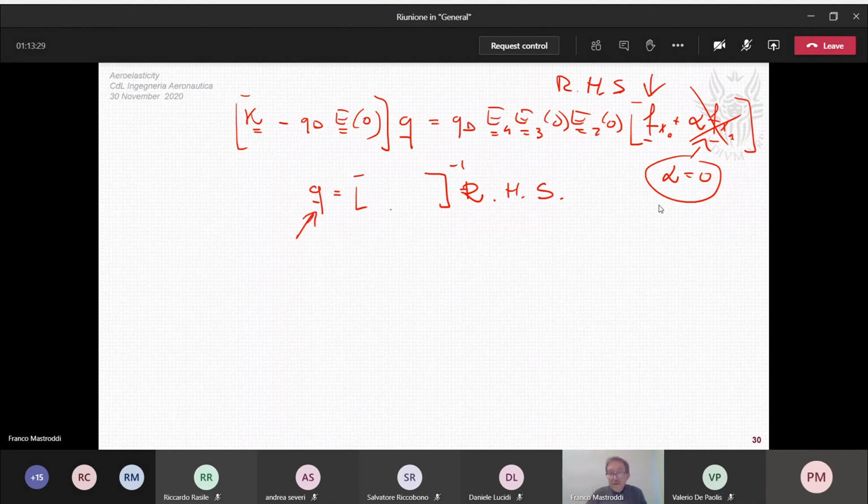Can you justify this or not? When may you have a deformation of the wing also in the case of zero angle of attack? Is this physically possible?